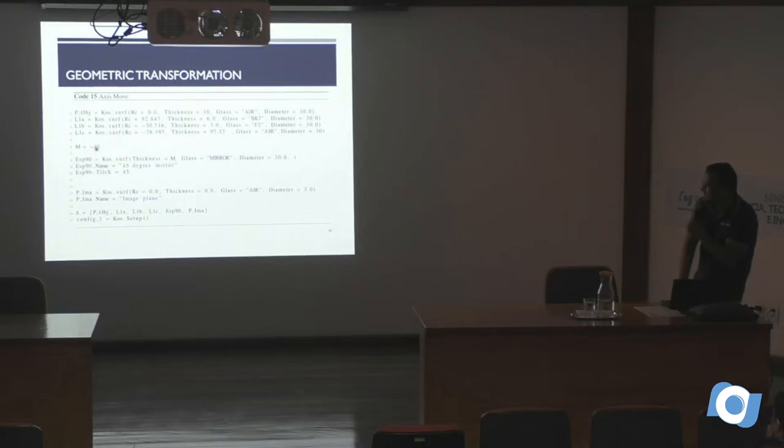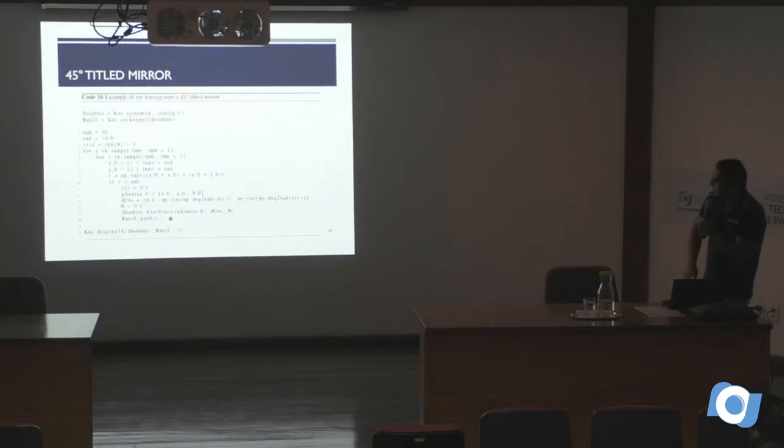This is a distance that I will use. And here we are creating a 45 degrees mirror. Remember that table that I showed you? This is the tilt X option, right? And in here we are creating our system. The first surface, the interface surface, the third surface, the flat mirror, the image plane, the configuration.